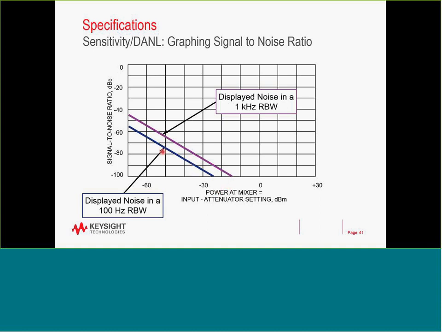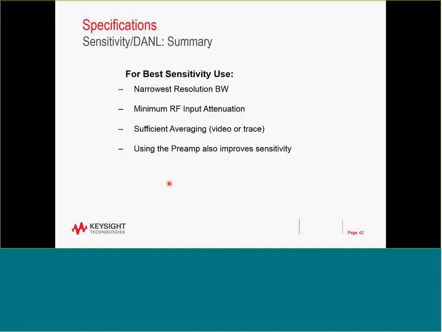Looking at the same power level at the mixer, how do I get the best noise level or the best sensitivity? Use the narrowest resolution bandwidth I can. Put the attenuator to the minimum value. Use either video or trace averaging. Of course, if I have a preamplifier, I can use it to boost the signal. That's working fine if you only have a small signal.